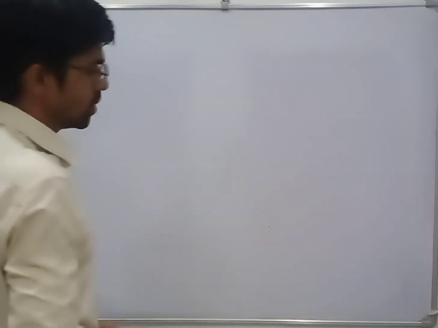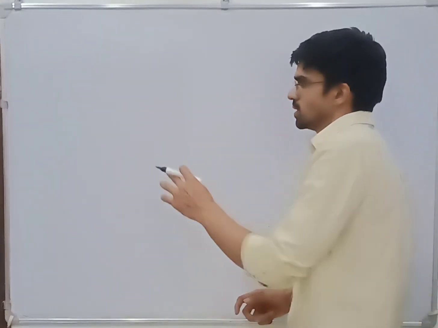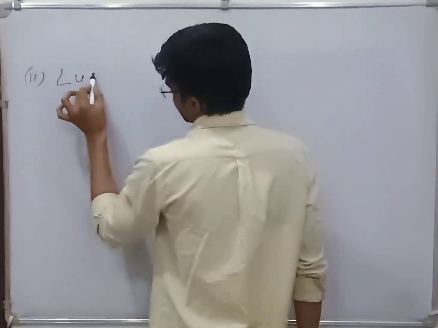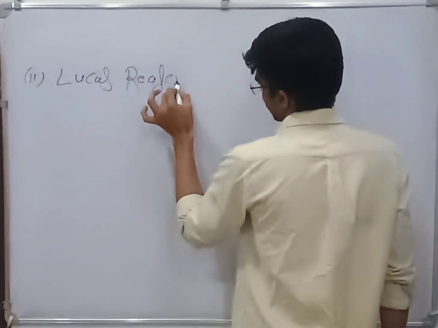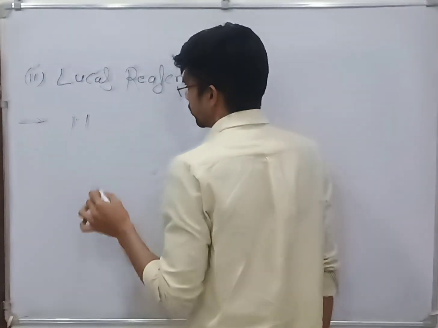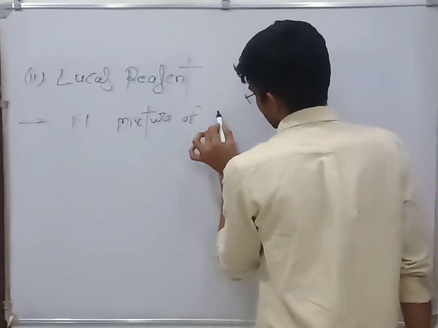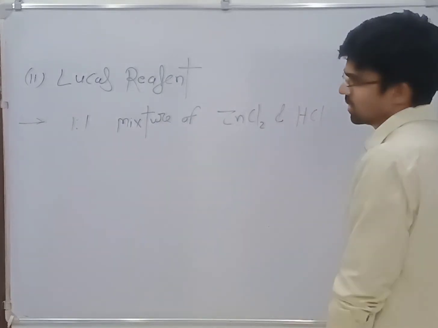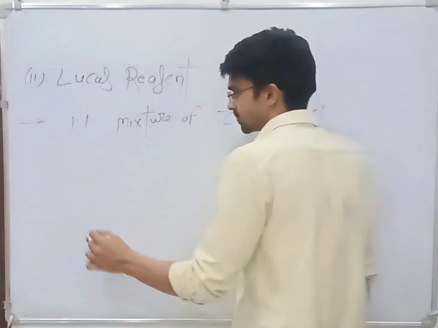So the first method of preparation we have discussed, that is from halogen acid. The next is preparation of haloalkane from Lucas reagent. So what is Lucas reagent? Lucas reagent is a 1:1 mixture of ZnCl2 and HCl. The 1:1 mixture of ZnCl2 and HCl is called the Lucas reagent.